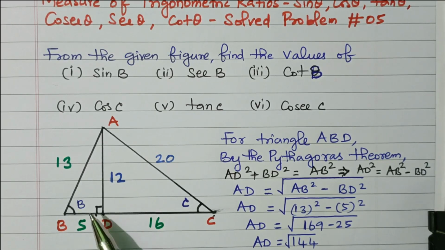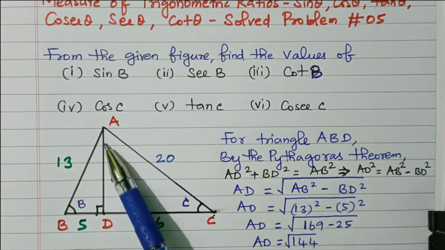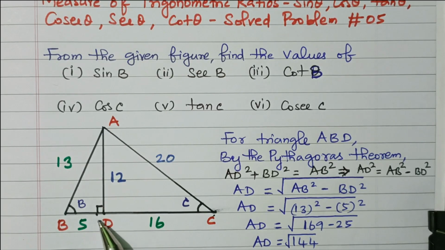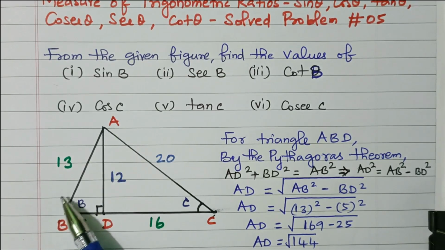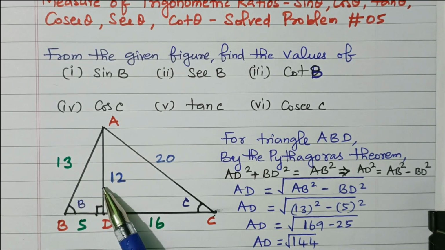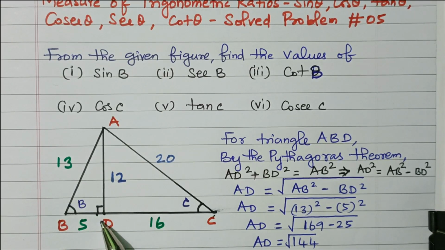We know that. So for angle B, AD is the opposite side, BD is the adjacent side, and AB is the hypotenuse. We need all these 3 values while calculating with reference to the angle B.